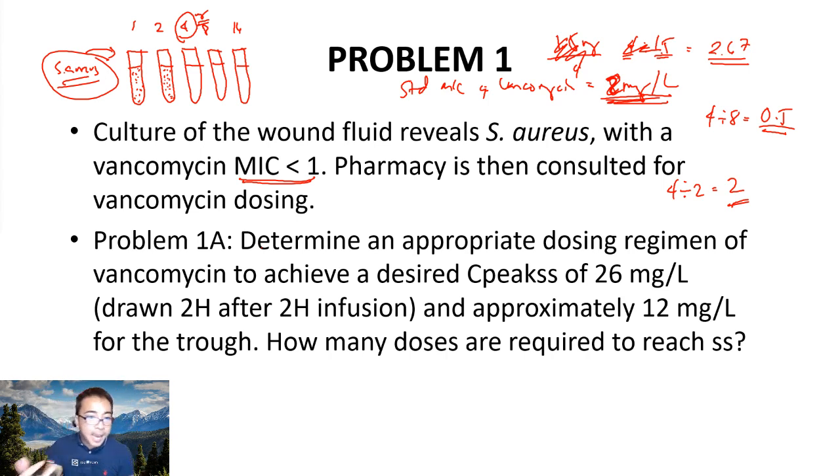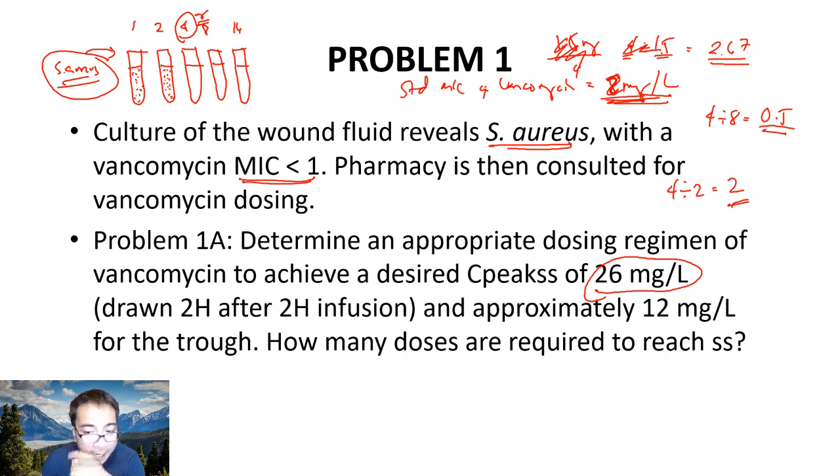Alright, so in this case, MIC is less than 1. So, ibig sabihin, yung culture na SRUs na to for the patient is susceptible to our vancomycin. Okay, so pharmacy is then consulted for vancomycin dosing. So, first problem, determine an appropriate dosing regimen of vancomycin to achieve a desired C-peak of 26 milligrams per liter, drawn 2 hours after the 2-hour infusion.